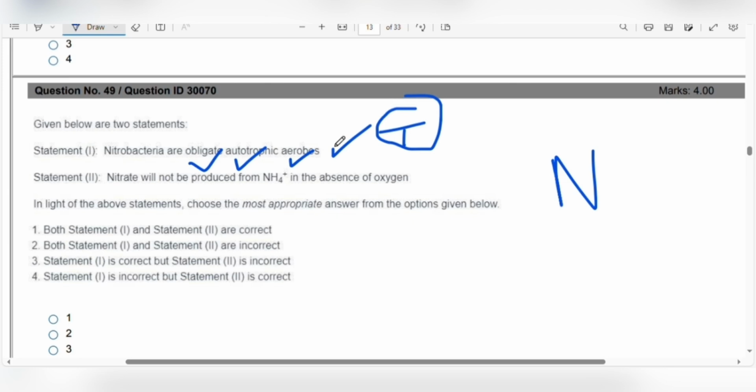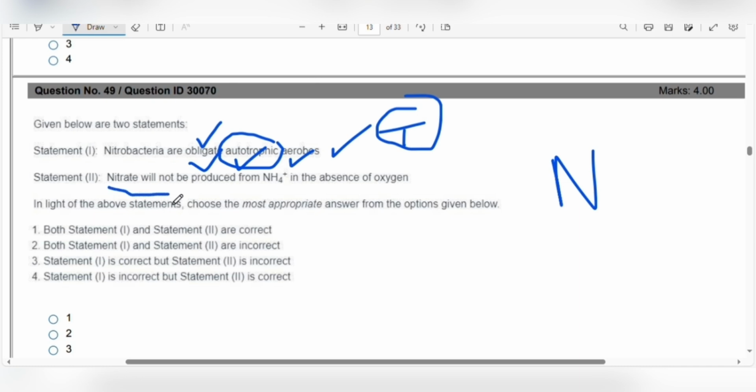Obligate, I think you know the meaning of obligate and facultative. Obligate means it has to, like it is essential. Aerobic condition is essential for the survival of nitrobacteria. They cannot survive in the anaerobic condition, in the absence of oxygen. Fine. And autotrophic, I think you know the meaning. Autotrophic means they use CO2 as their carbon source and not organic matter. If they use organic matter as their carbon source, that is called heterotrophic. They use CO2 as their carbon source, so that is autotrophic. So this is a true statement, statement 1.